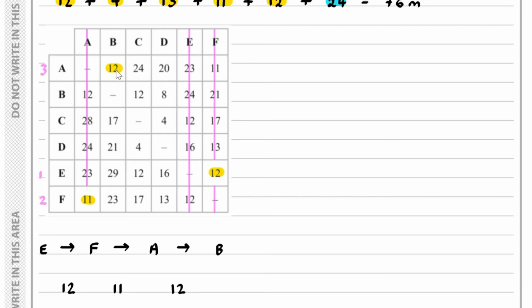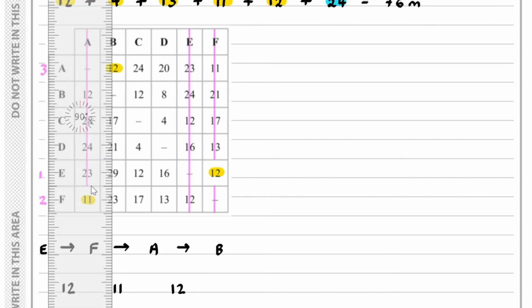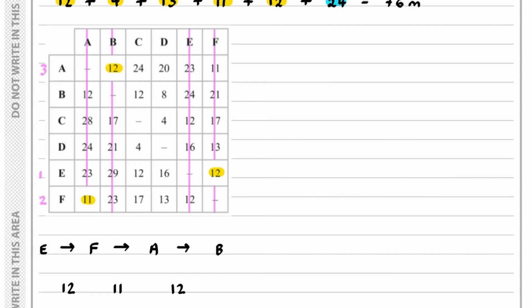So now we are at B. We delete the column containing B. So we put a number 4 here. And now that we are at B, we read across for the smallest one, which is 8. And that takes us to D.